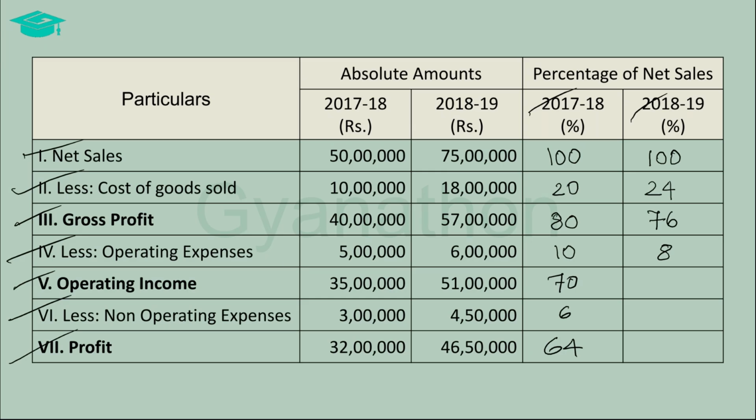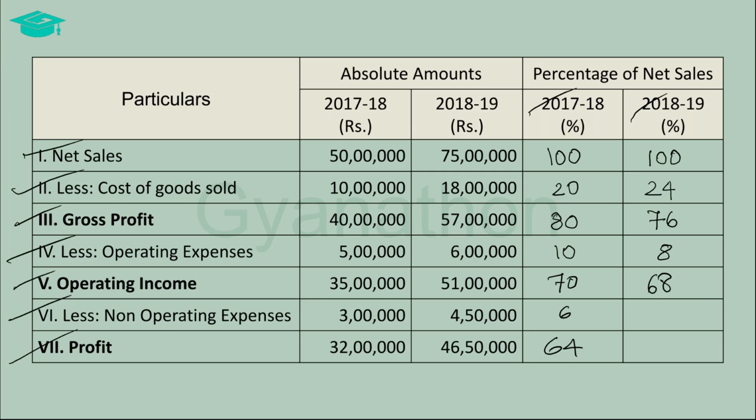In respect of the operating income, the percentage is 51 lakhs divided by 75 lakhs multiplied by 100, which is 68%. So it means that for the year 2018-19, the operating income is 68% of net sales, which is a decrease of 2% from the earlier year.